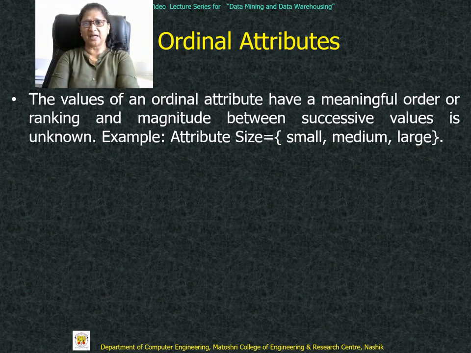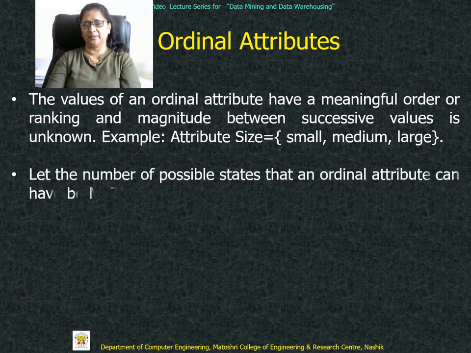The ordinal attributes are the attributes where there is a meaningful ranking, but the magnitude between any two of these ranks is unknown. Example, some attribute, say size: small, medium, large. It could be something like S, M and L. The cloth sizes, we know that it is S, M, L, XL, double XL and so on. So here there is an order. Small is smaller than medium, medium is smaller than large. They form an order. But we do not know what lies between small and medium.